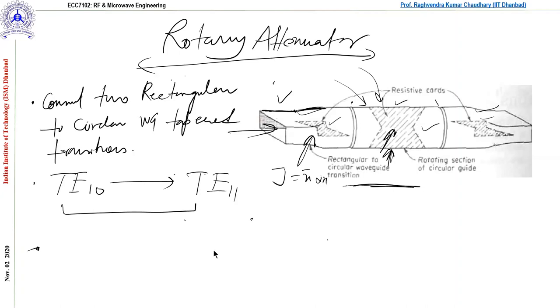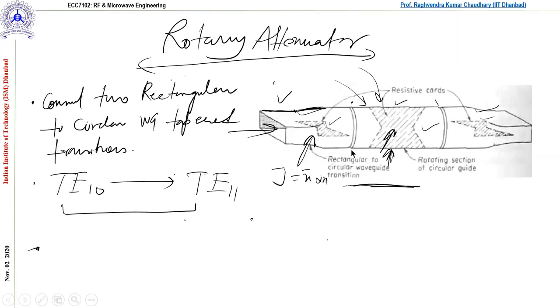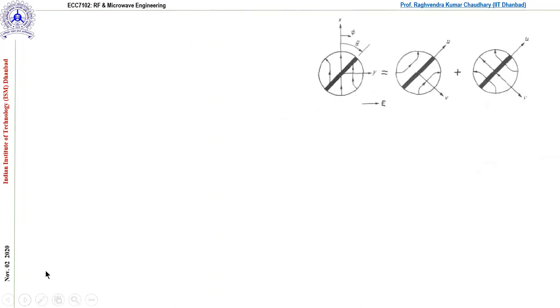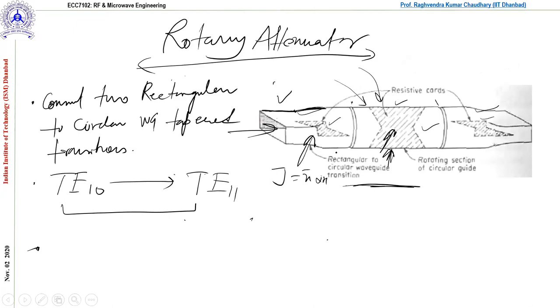Now, let us explore these things a little bit further. So here you can see, this is the thing. Now, let us talk about the center resistive card, okay? So what we have seen quickly, can you see this thing? Here, this place is the center resistive card, and this is oriented at some angle, let's say theta, to the direction of the electric field polarization of the TE11 mode.